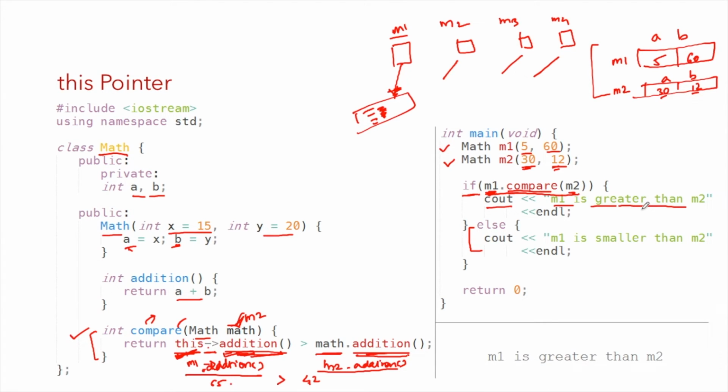The important concept that we have learned here is the this pointer. The this pointer is fairly commonly used across object-oriented programming, and the concept is almost similar everywhere.